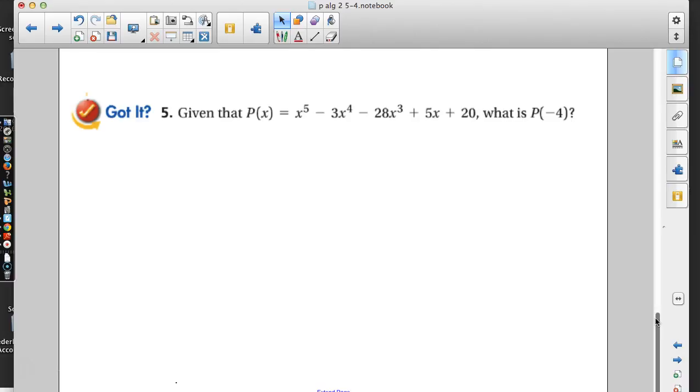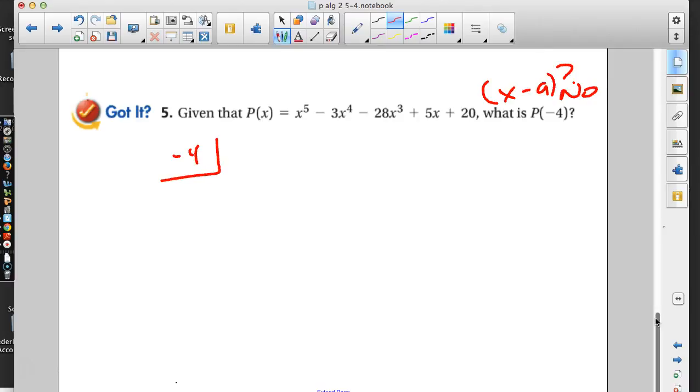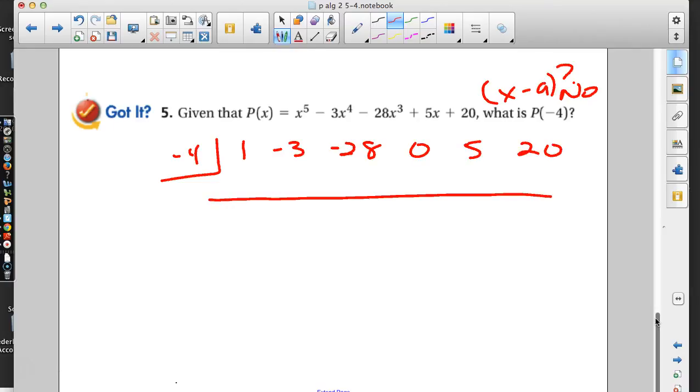Do we change the sign? No. This is not x minus a. We're going to do a negative 4. Again, because this is not x minus a format, you just use the number. We missing any stuff this time? What's missing? Missing the x squared. We're going to need a 0 there. So 1, negative 3, negative 28, 0, 5, and 20. It's a little bit longer one, but the numbers aren't horrible. So why don't you go ahead and give it a try while I'm doing this up here.